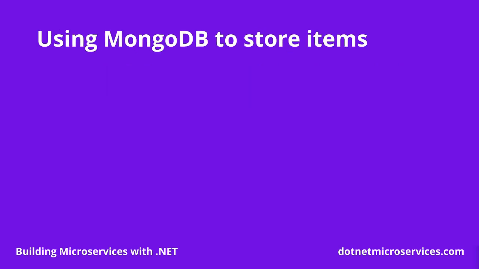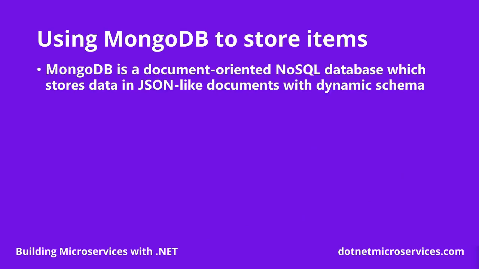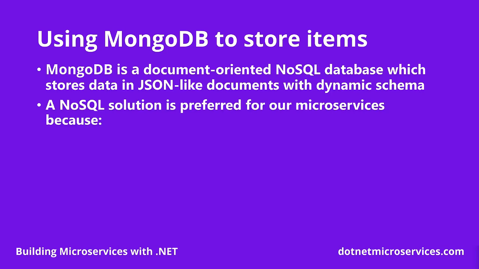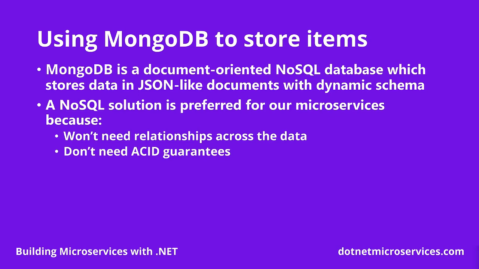We will be using MongoDB as our database of choice for all the microservices in this course. MongoDB is a document-oriented NoSQL database which stores data in JSON-like documents with dynamic schema. We will prefer a NoSQL solution as opposed to a relational database for our microservices because we won't need relationships across the data, because each microservice manages its own database. We don't need ACID guarantees, where ACID stands for atomicity, consistency, isolation, and durability, which are properties of database transactions that we don't need in our services.